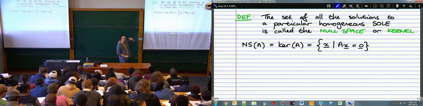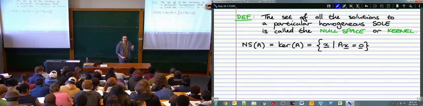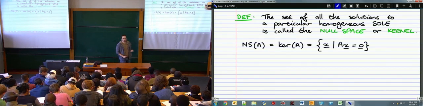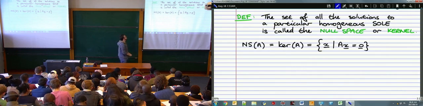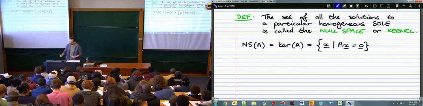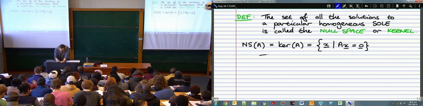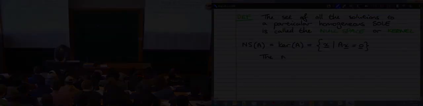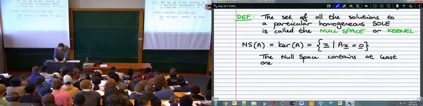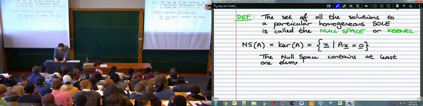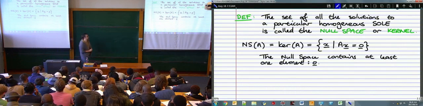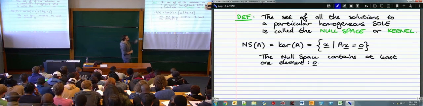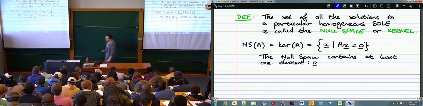And the null space is very clearly not an empty set. There's at least one thing in the null space, and that thing in the null space is just the 0 vector, because we said that the 0 vector solves every homogeneous system of linear equations, right? Okay, the null space is always going to have, at the very least, that 0 vector in it.